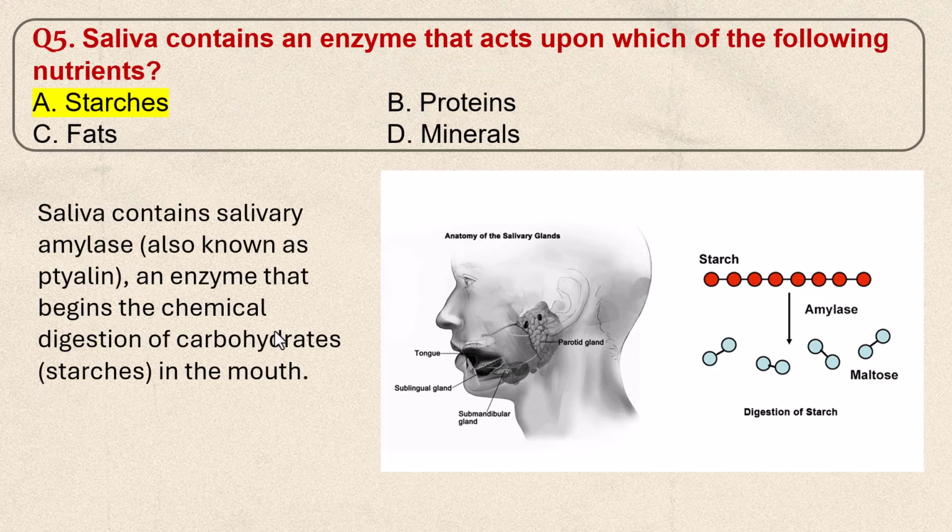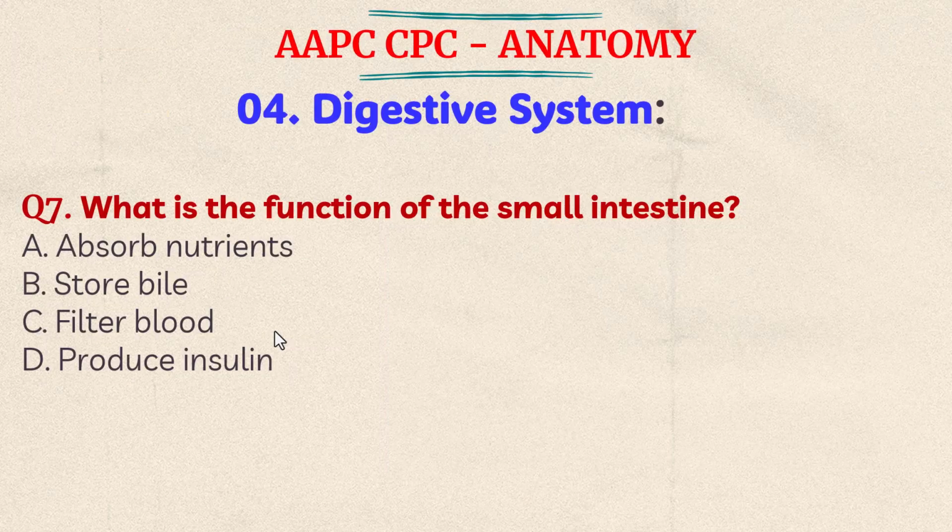Starches. Saliva contains salivary amylase, also known as ptyalin, an enzyme that begins the chemical digestion of carbohydrates, that is, starches, in the mouth.